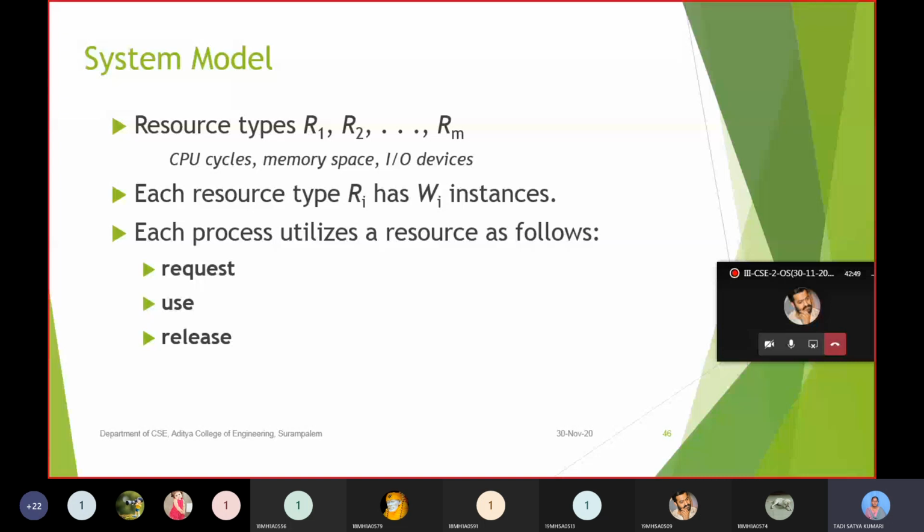So here, before moving to the remaining topics of deadlock, initially we'll take a system which has some set of resources and see how a process will utilize the resources of the system. So we'll go through a general discussion.